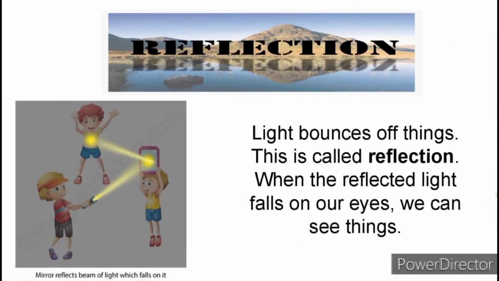Children, I used a word called reflection, right? So what is reflection? Light bounces off things. This is called reflection. When light is hitting an object, it bounces. So when the reflected light falls on our eyes, we can see things. Whatever things we are seeing, it is actually because those things are reflecting the light rays. That's how we are able to see things.